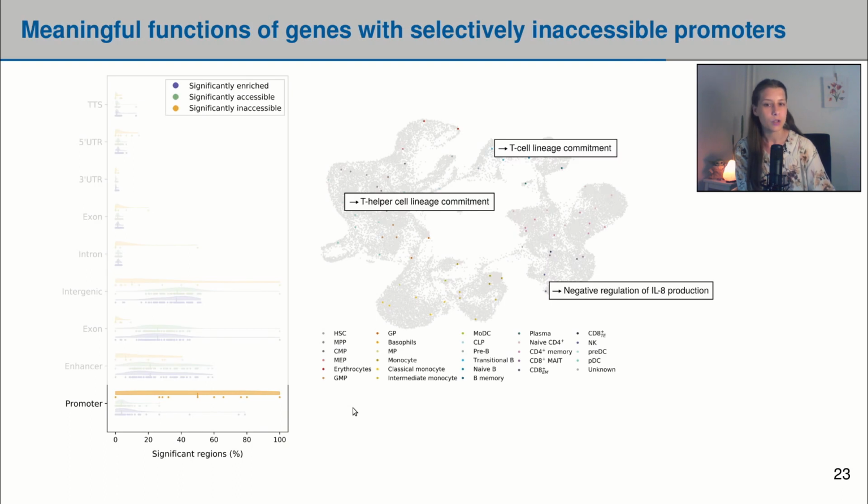If we look at the function of the genes corresponding to these promoters, we find some sensible biological functions. For example, in NK cells, we see that promoters of genes involved in the downregulation of IL-8 production are inaccessible. And likewise, promoters of genes involved in T-cell lineage commitment are inaccessible in transitional B and pre-dendritic cells. Taken together, these results signal that SEMITONES identify cell state-specific cis-regulatory regions from single-cell ATAC-seq data.